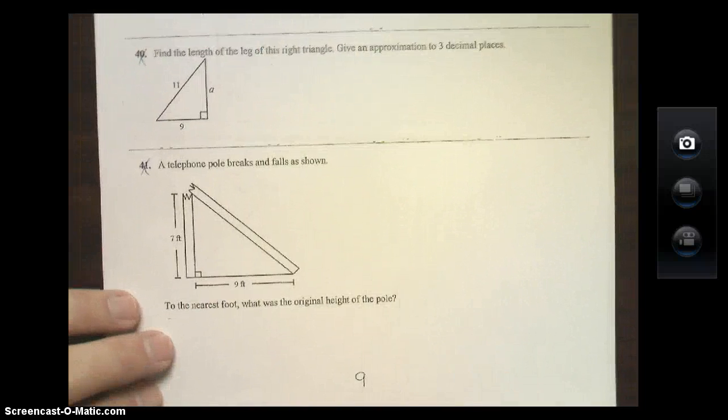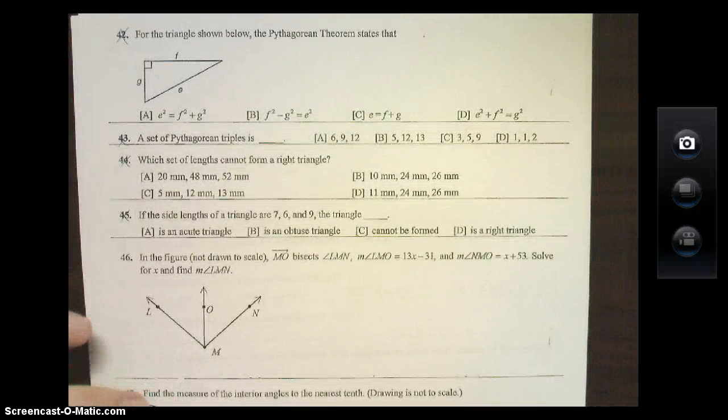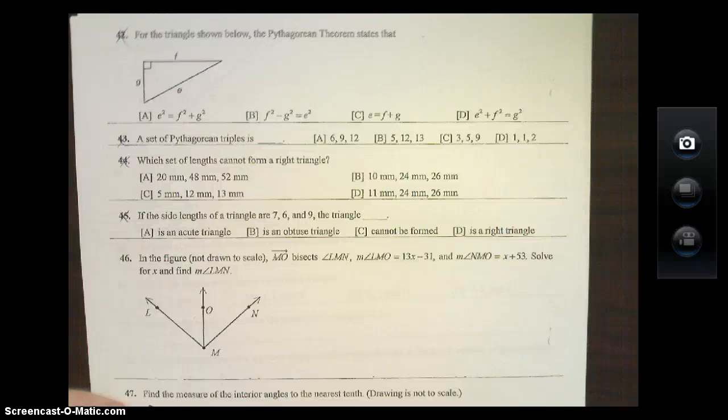Questions number 40 and 41, and actually questions number 42, 43, 44, 45, these are problems that are going to be on chapter 9 rather. This is from an old review, so it's all Pythagorean theorem. If you have any questions on these, you can ask me in class. I'll happily sit down with you. This will not be on your midterm, so please do not stress about it.